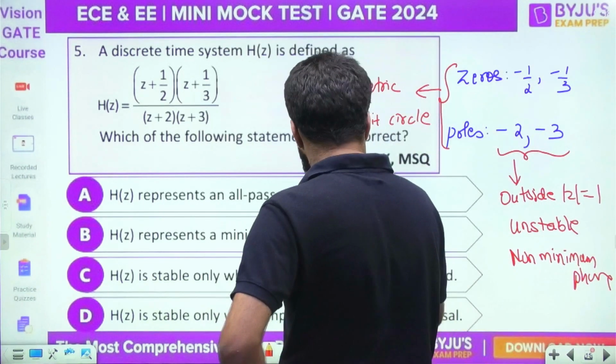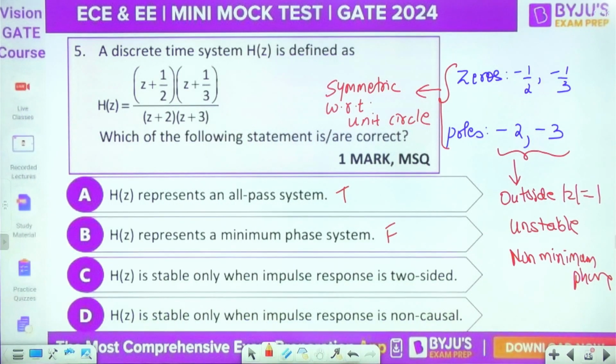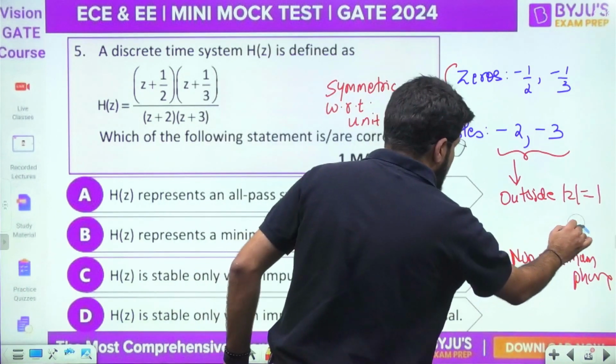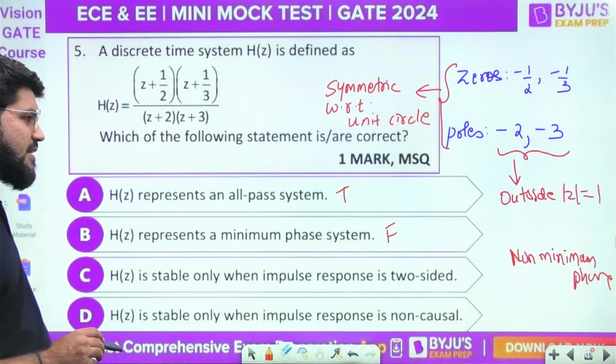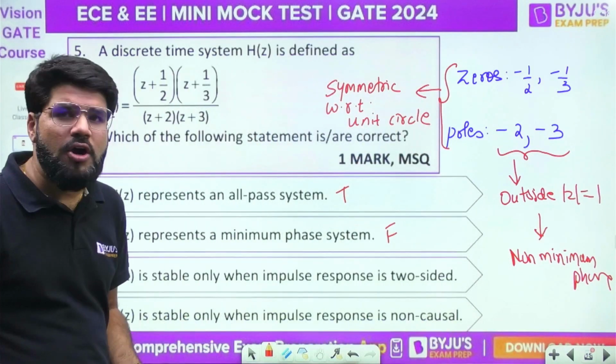It is minimum phase, false. Okay, it is stable when impulse response is two-sided. Okay, sorry, it is not causal. Sorry, let me not comment on unstable because they have not mentioned causal. So this is non-minimum phase. Now when it is stable, we can talk about stability.